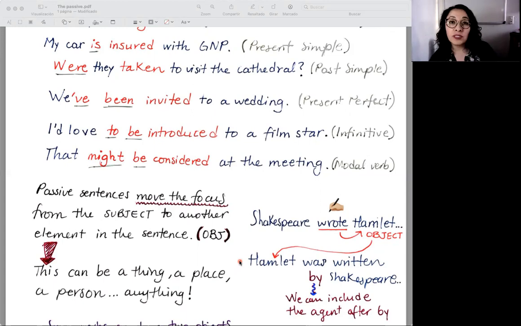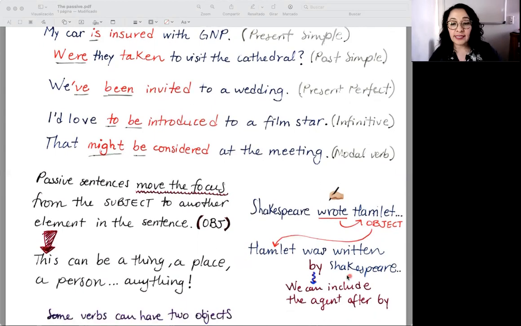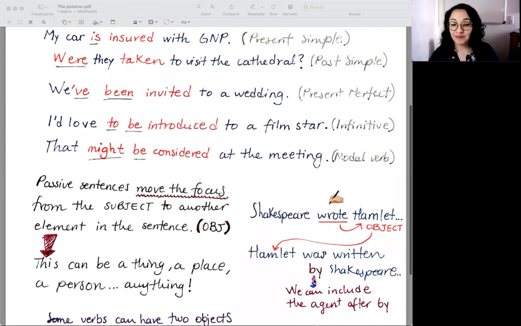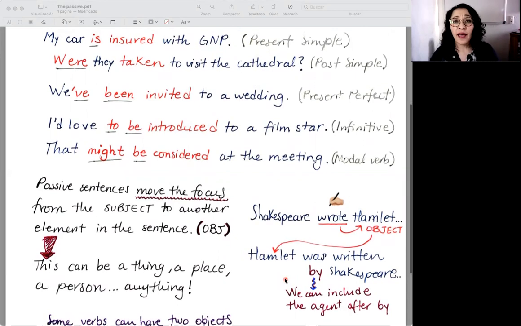Sometimes we include the agent, the subject of the sentence, after by. Sometimes we don't, because the passive is used when we don't know the agent, we don't care about the agent, or simply to change the focus to one element, and then we could mention the agent.